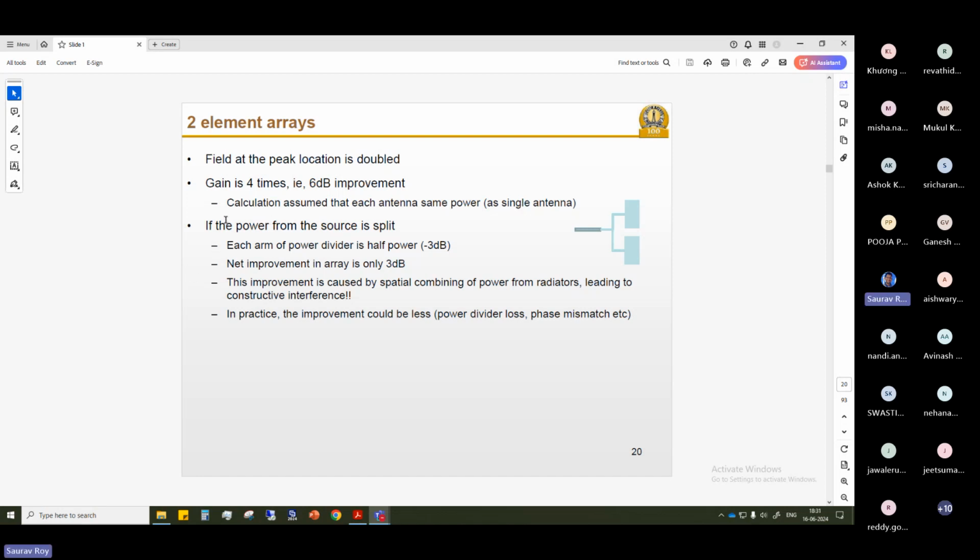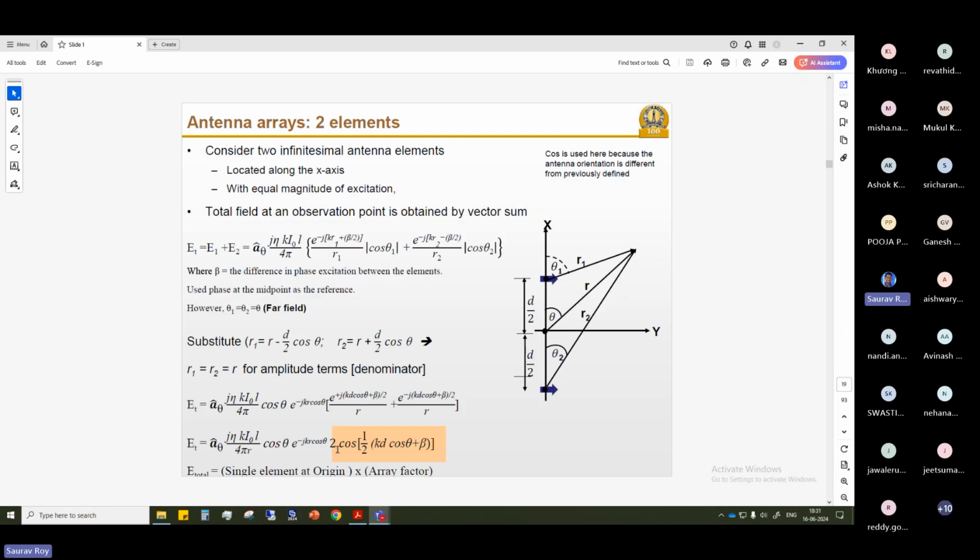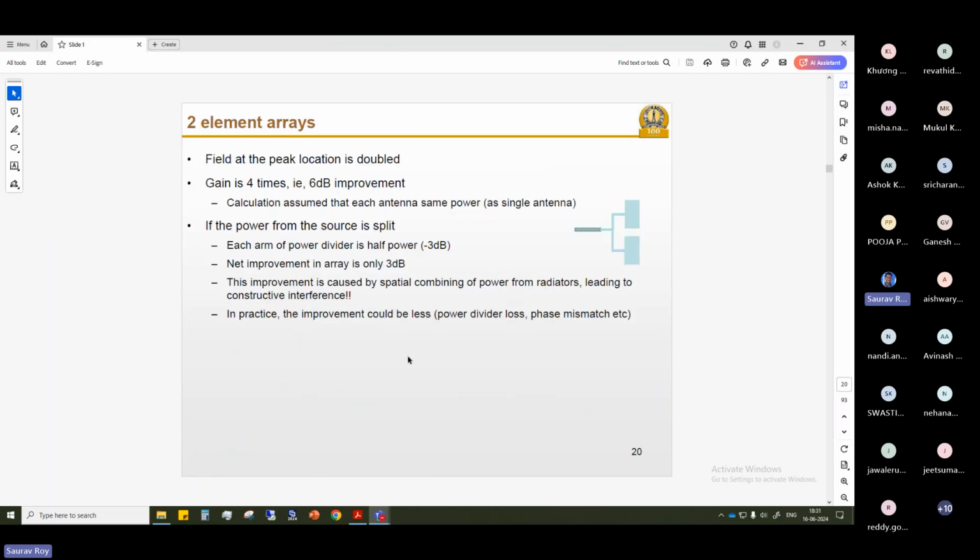Now if you see here, we have a term 2 cos theta for the array factor. Because of using two antennas, the electric field gets doubled. So the power gain, corresponding to the power, is squared, so it gets four times. Four times in the linear scale means in the log scale it is a 6 dB improvement. Right? So now, 6 dB improvement.